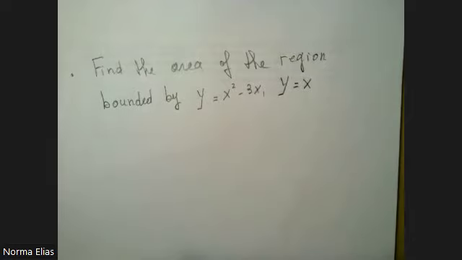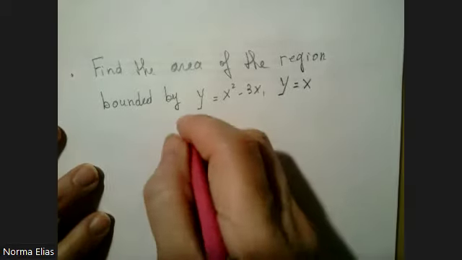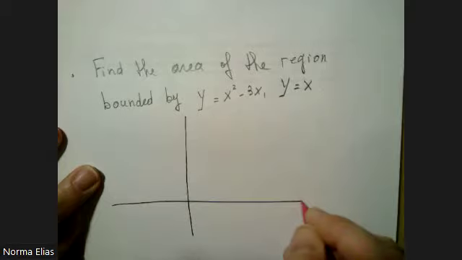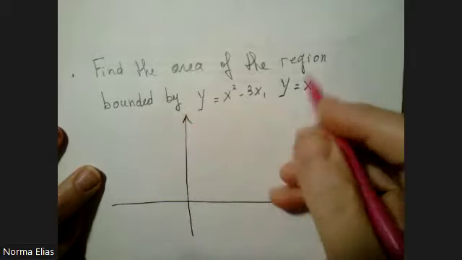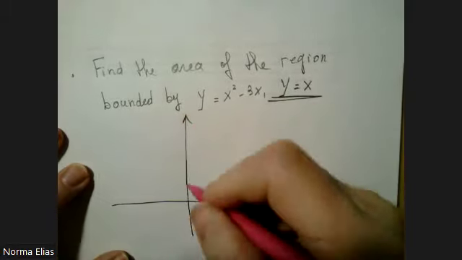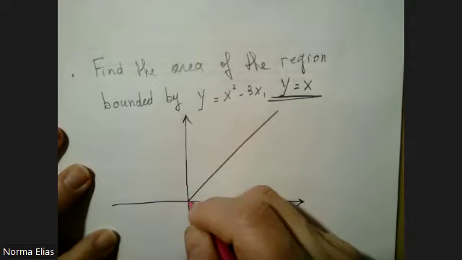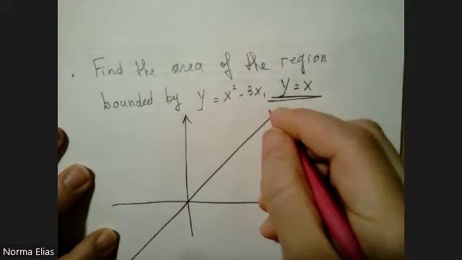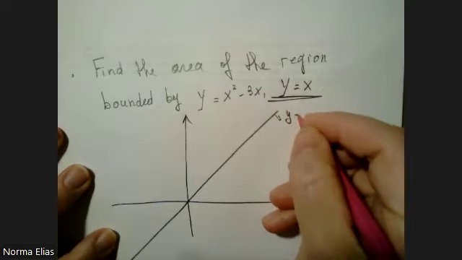Draw, exactly. First step, draw. I have no idea what they're talking about. I don't know what my upper curve is. I don't know what my lower curve is. I don't know anything about the region. So the first step is we have to draw. All right. Y equal x is easy. That's the line. I don't have a problem with that. So this is y equal to x.